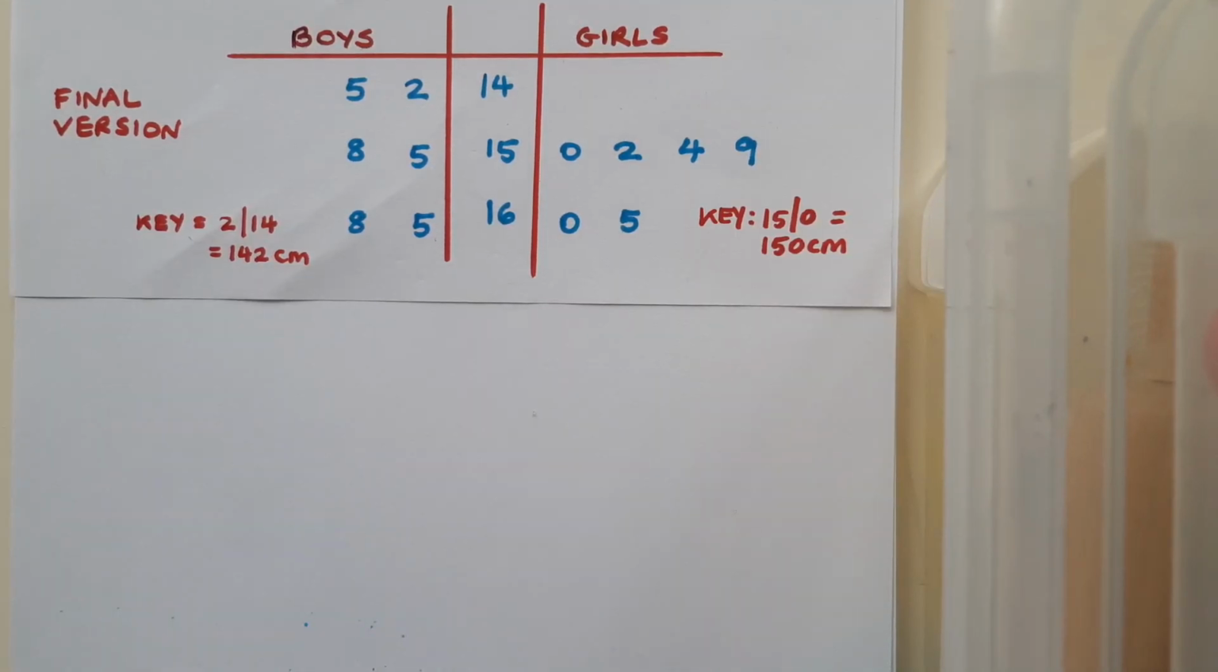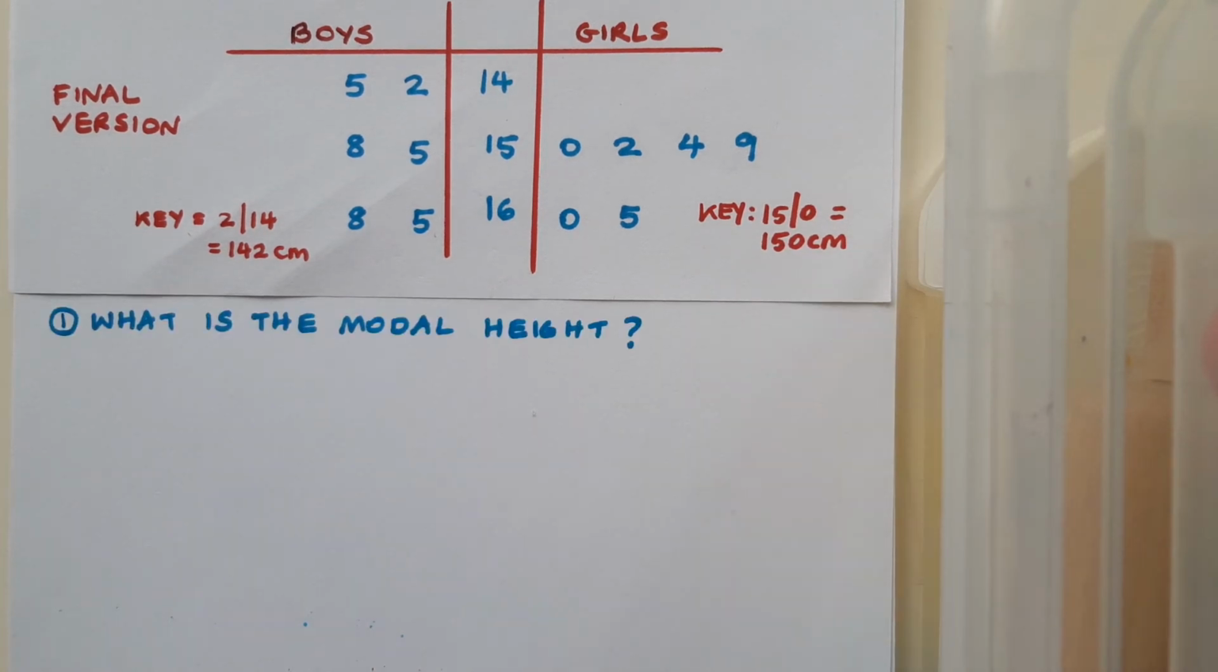Let's look back to our stem and leaf one more time with a view to answering 2 more questions. The first question that I want to look at is, what is the modal height of this group? So in this question, I want to find the modal height, but it doesn't specify whether I want to find the modal height of the boys or the girls. And that's because I want to find the modal height of actually the whole group.